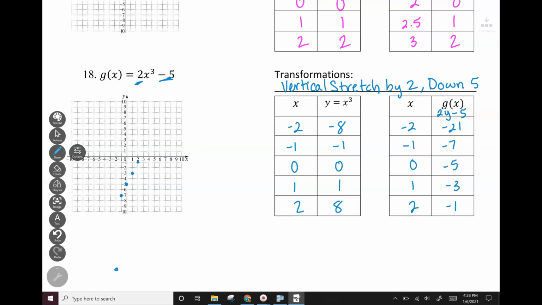Oh, I don't know what I did here. That's definitely not right. I think I was plugging the 2 in. Okay, but I should have been plugging in this 8 here. 8 times 2 is 16. 16 minus 5 is 11. I knew something was wrong with that. There we go, up at 11. Then I know what this graph should look like, because I know what the cubic parent function looks like, and then it's just vertically stretched and shifted down. So there it is.